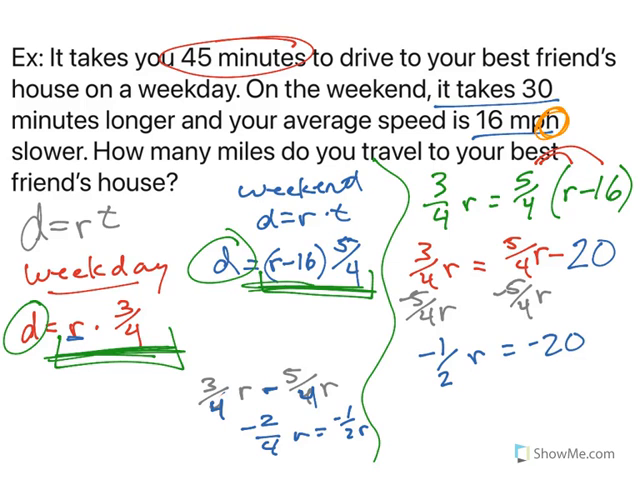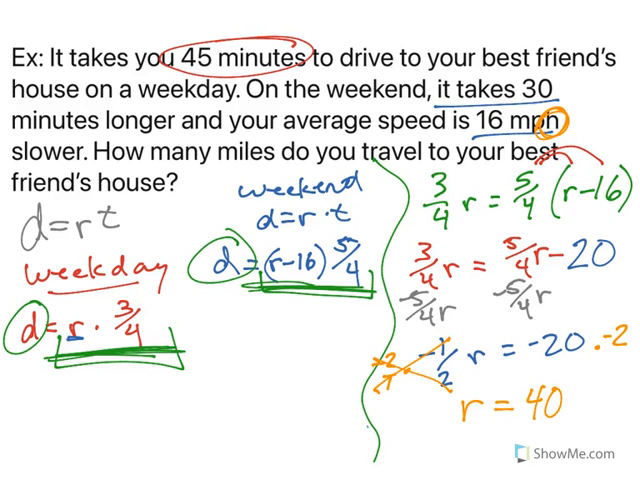To get rid of my fraction, I multiply both sides by the reciprocal. So I multiply by negative 2. Negative times a negative is a positive. I'm left with my rate. And negative 20 times negative 2 is 40. So, does that answer my question? No, in fact, it does not. So this tells me my rate.